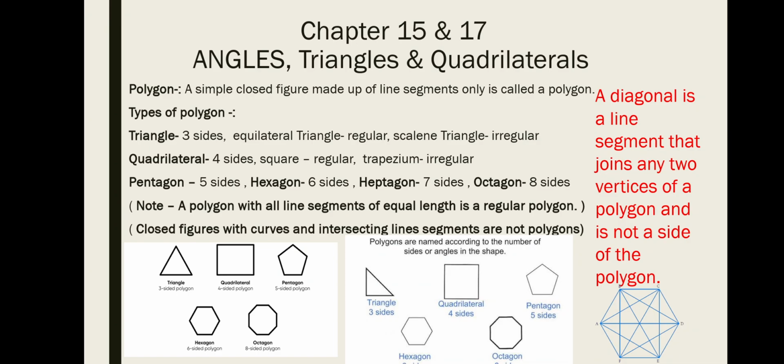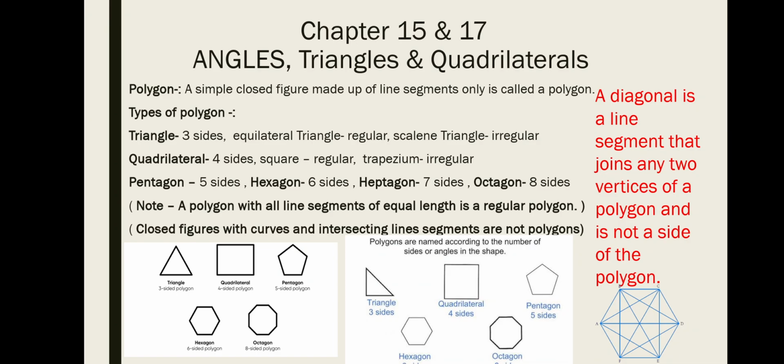Triangle has three sides. Then equilateral triangle is a regular polygon because all its sides are equal. Scalene triangle is an irregular polygon because it does not have all sides equal.